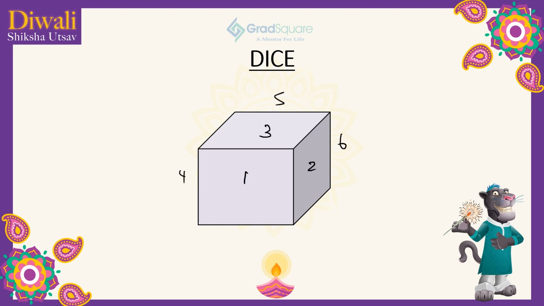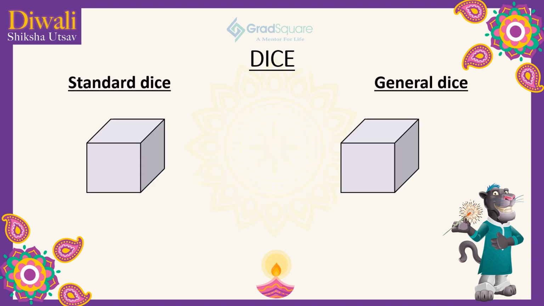Generally, questions from dice is to find a surface which is opposite to the given surface. Based on mathematical calculation, a dice can be classified as standard dice and a general dice. A standard dice is a dice in which sum of any two adjacent surfaces will not be equal to 7 and sum of any two opposite faces will be equal to 7.